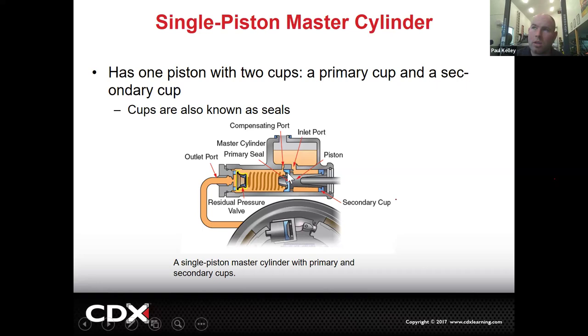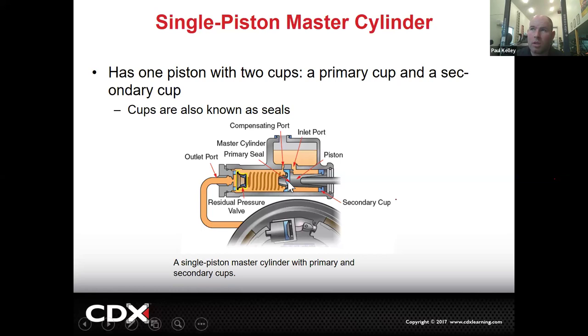So the primary seal has to block off that compensating port first. And once that's blocked off, now we have the fluid kind of trapped. And as we step on it, we can start to move the fluid and we can pressurize the fluid. And that's what happens when we step on the pedal. Now, when we pressurize the fluid, we're moving it. We're pushing it into the line through the outlet port. And then we're going to push that down the lines, to the flex hoses, to the calipers, or to the wheel cylinders and the drums. That's what we're doing. Cool.